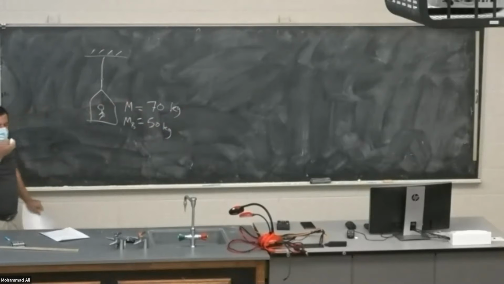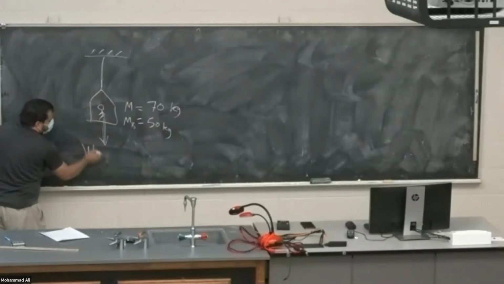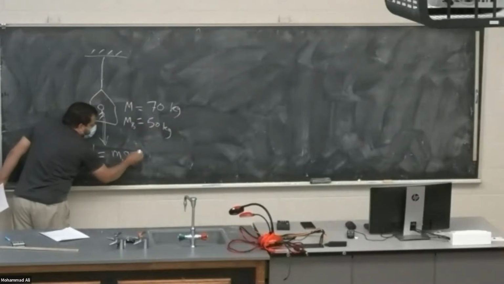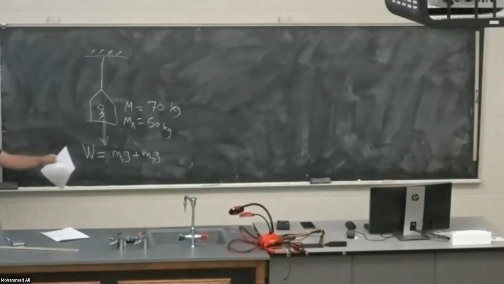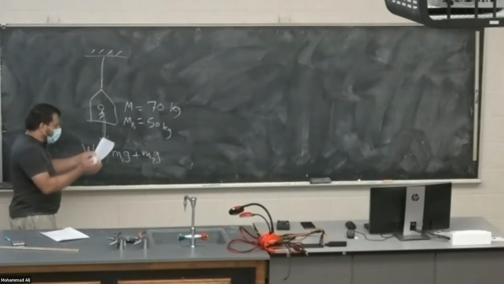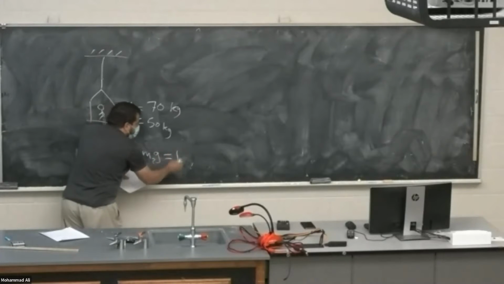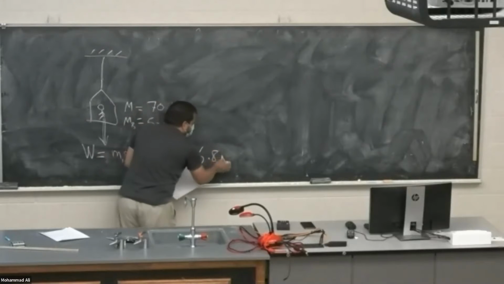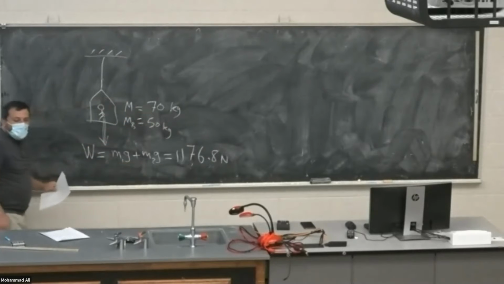How much is the total weight? It will be equal to M1G plus M2G. This is both masses together. The weight will be equal to, I can't tell. It is equal to 1,176.8. Just multiply by G. It's simple. Right?